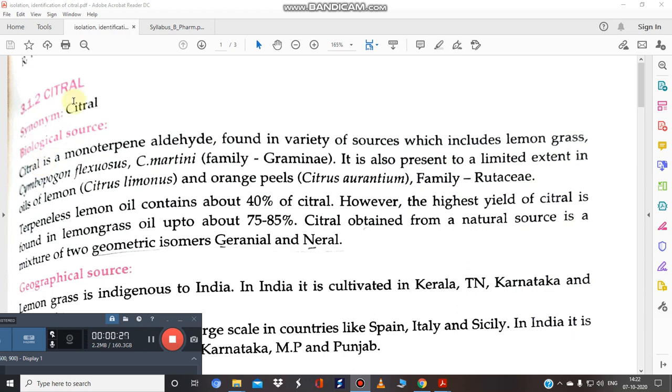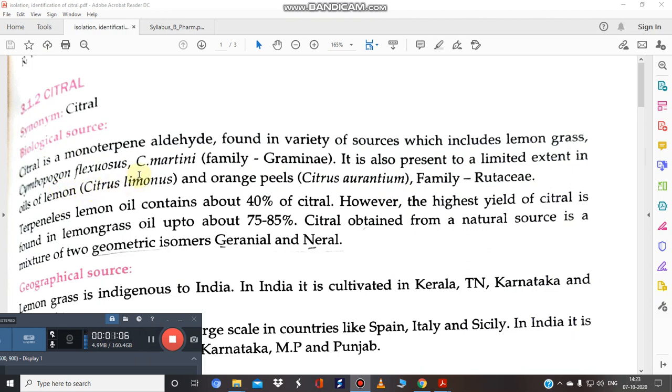Citral is a chemical compound, or you can say a phytoconstituent. It is obtained from different types of plants and is predominantly found in the Rutaceae family. Let's see some of the plants, which include lemongrass. Lemongrass is a very commonly found plant. It is known as Cymbopogon flexuosus; another species is Cymbopogon martini, and citratus, different species are there. Here, Cymbopogon martini. This is lemongrass. Here you can see the photograph of lemongrass.